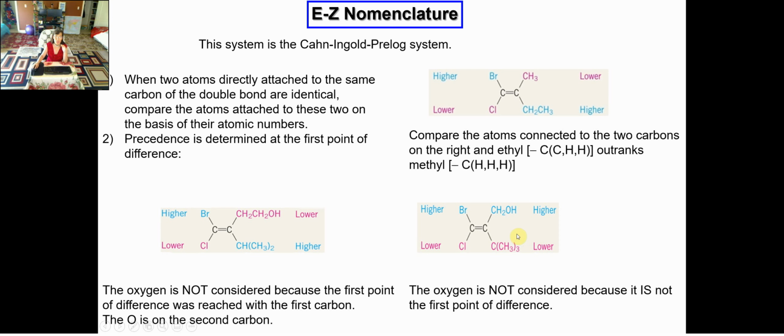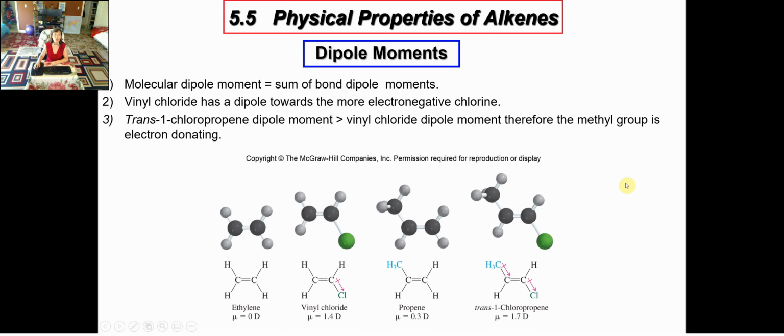This molecule is considered in this configuration. In this case, your first point of difference results from oxygen and carbon. Oxygen has a larger atomic number, so oxygen is going to have a higher priority. So that's what we are going to determine about the EZ configuration.